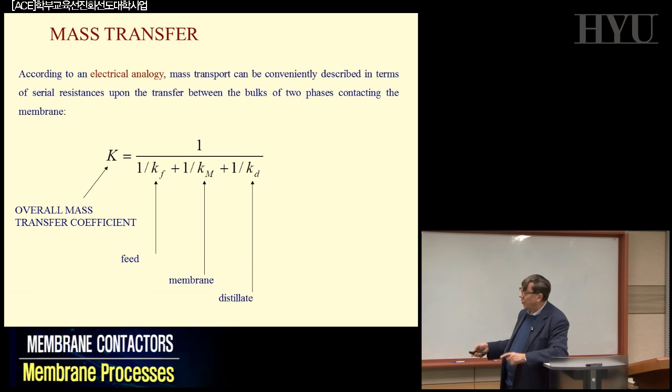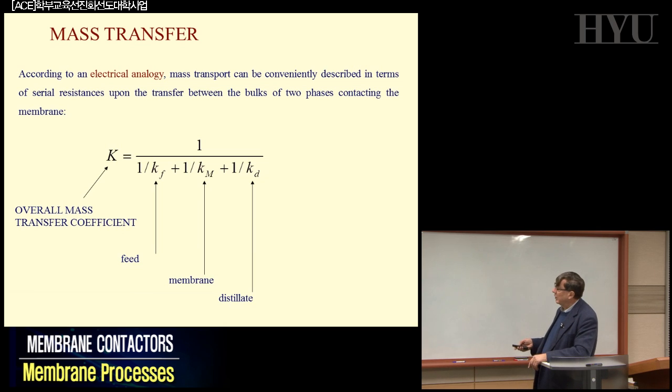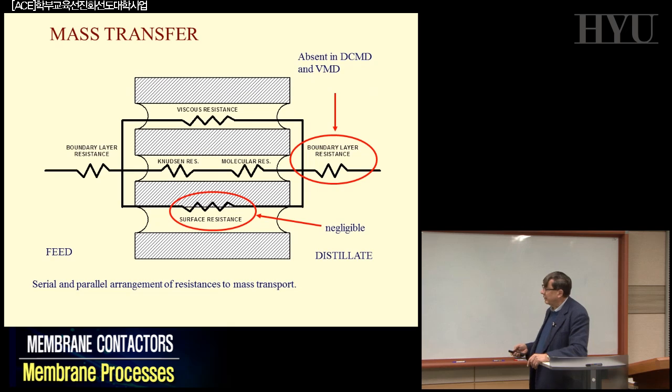So you have all these resistances, feed side, membrane, and distillate to be considered. If you are going to make this analysis, you will see which resistances are present. For sure, you can have a boundary layer resistance on both sides, on the feed and on distillate. You can have surface resistance inside the pore.